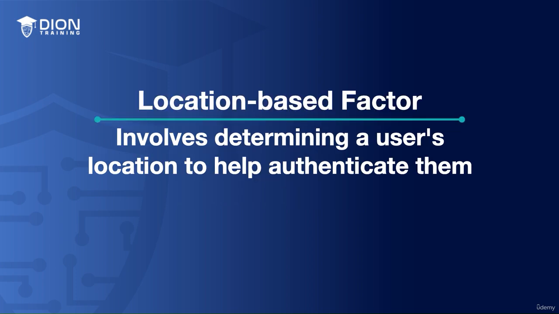Fourth, we have somewhere you are, also known as a location-based factor. Somewhere you are involves determining a user's location to help authenticate them. This can be done through IP address verification, GPS tracking, or by connecting to a specific network. For example, access points may be restricted to a user within a specific geographical location, such as allowing someone to log into a given website only if they are located outside of the United States.